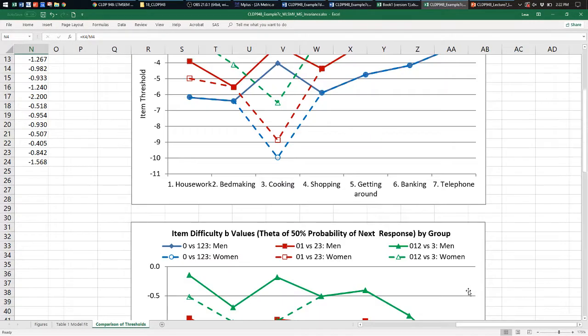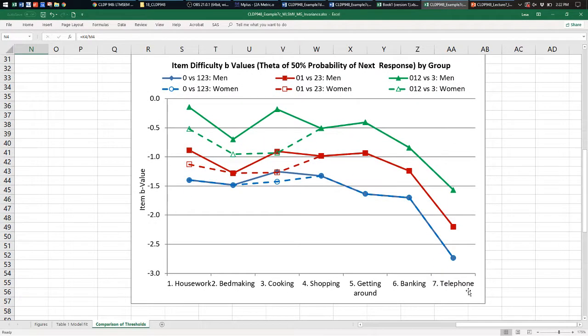And that I used to make this picture instead, which I think is easier to work with. Note that the pattern is the same. We have dashed lines that are lower for the women than the men, because B values are still scaled so that lower values are easier and higher values are more difficult. But now, rather than the y-axis giving you the probit of the lower category when theta is 0, this y-axis tells you how much theta you need to move to the next category.